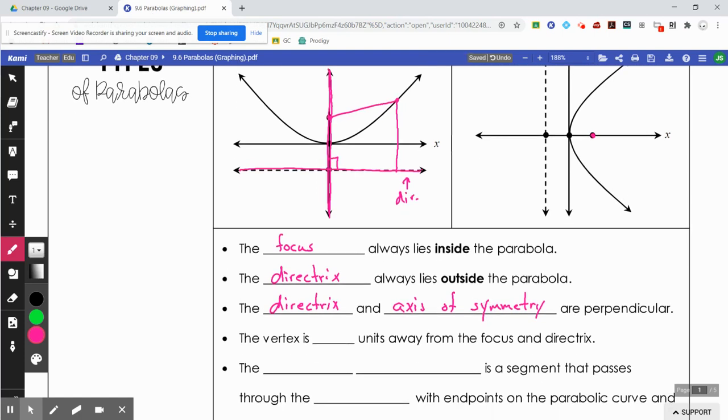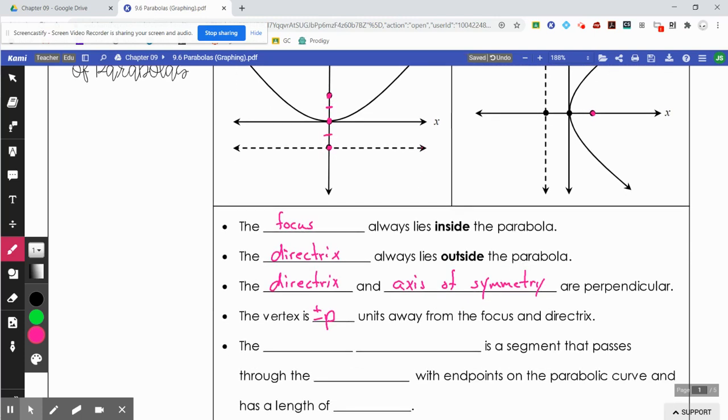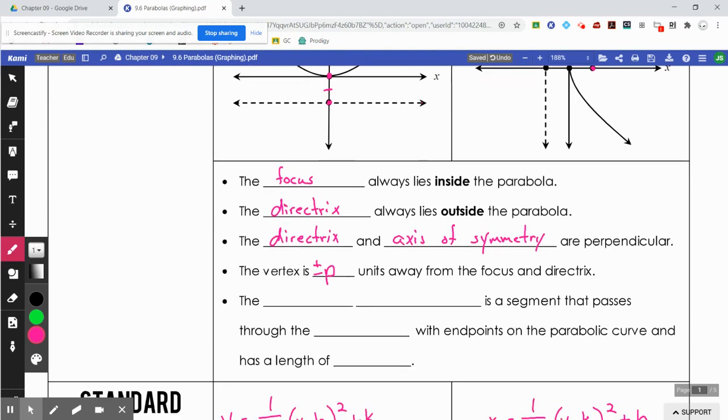The vertex is going to be p units away from the focus and directrix. And I'm going to put plus and minus because the distance from here to here, that's going to be up p, and this would be down p. So since the vertex right here, let me show you. Since the vertex is p units away from this, well, it's a point on that parabola, so it would have to be the same distance because that point has to be the same distance from the focus as it is from the directrix. The blank is a segment that passes through the blank with endpoints on the parabolic curve and has a length of.